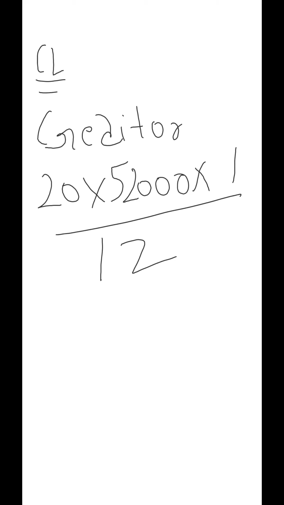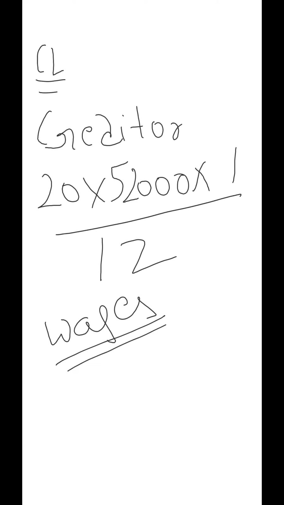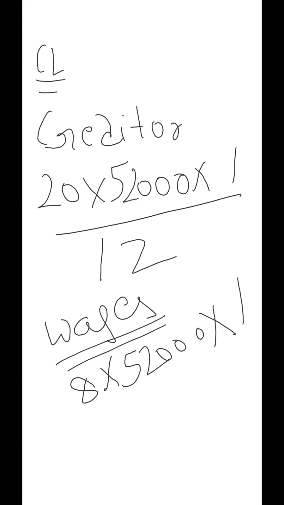Now we will move to the next, that is the wages. What has been said about wages? There is a lag in payment of wages of 1 month. Lag means they are pending. So how much wages? That means direct labor. How much is your direct labor cost? 8. Number of units is 52,000. And the wages for 1 month, that means 1 divided by 12. Okay, this is your current liabilities.